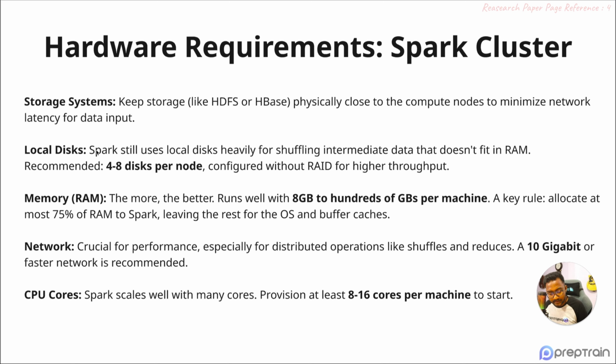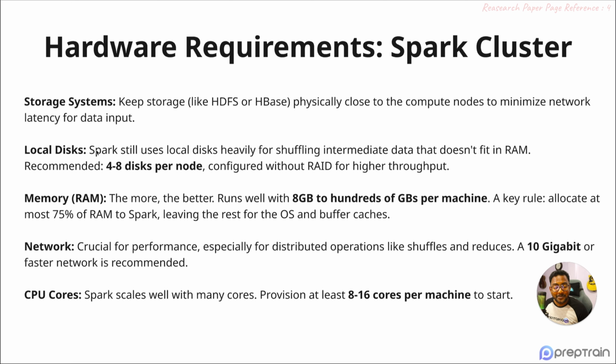Next, local disks. This is a common place to make a mistake, because you might think that Spark is in memory, so I don't need fast disks. That is completely wrong. Spark uses local disks heavily, especially for shuffling, the process of redistributing data between executors in operations like joins and aggregations. If that intermediate data does not fit in the RAM, then it will go to the disk.